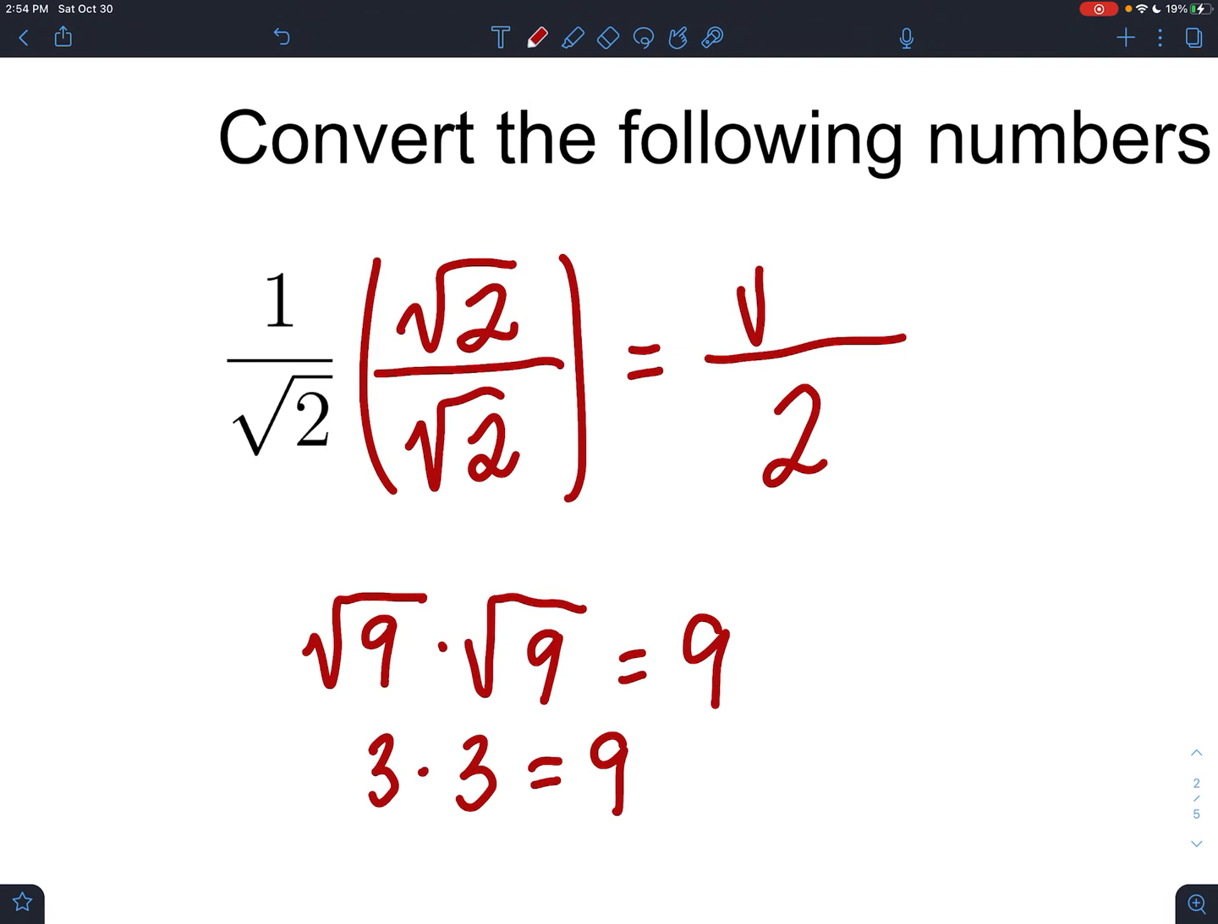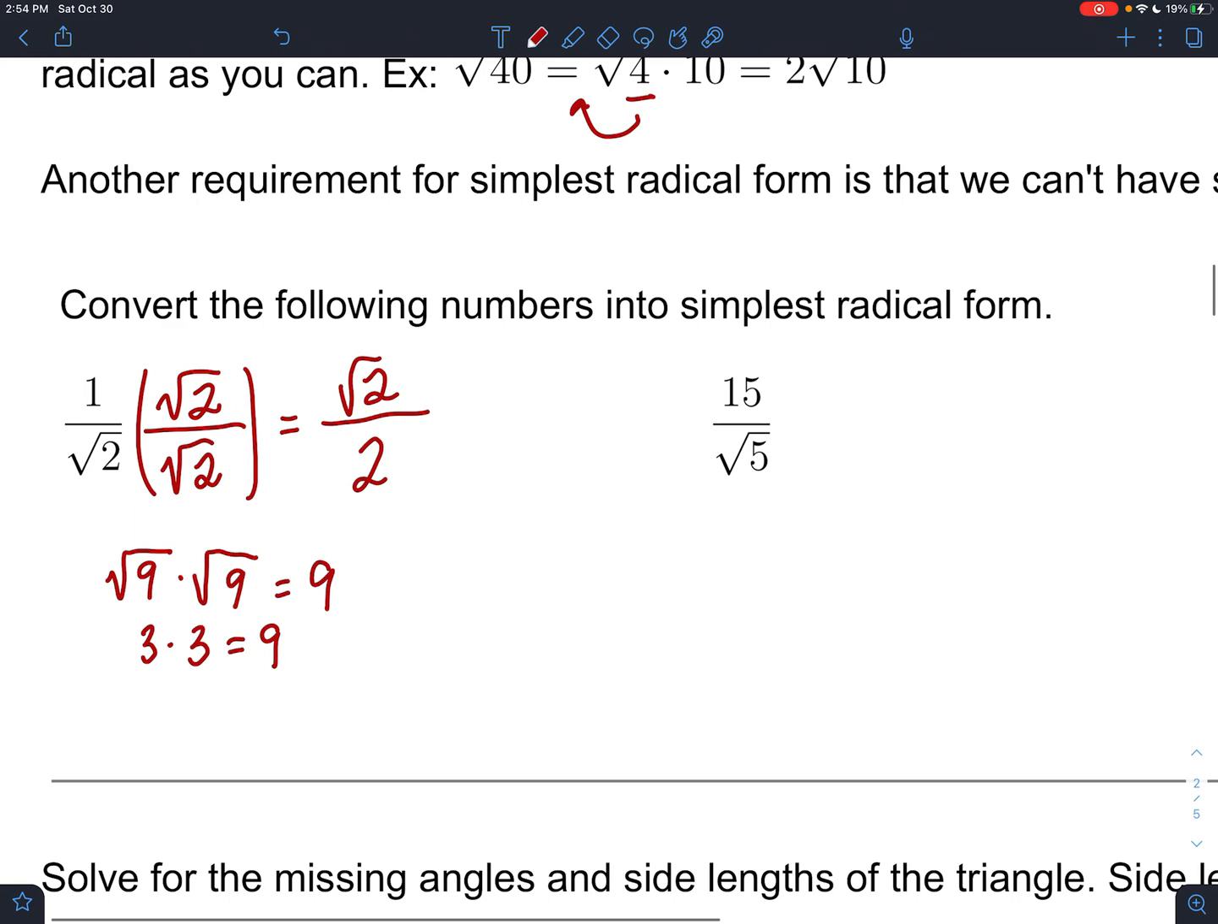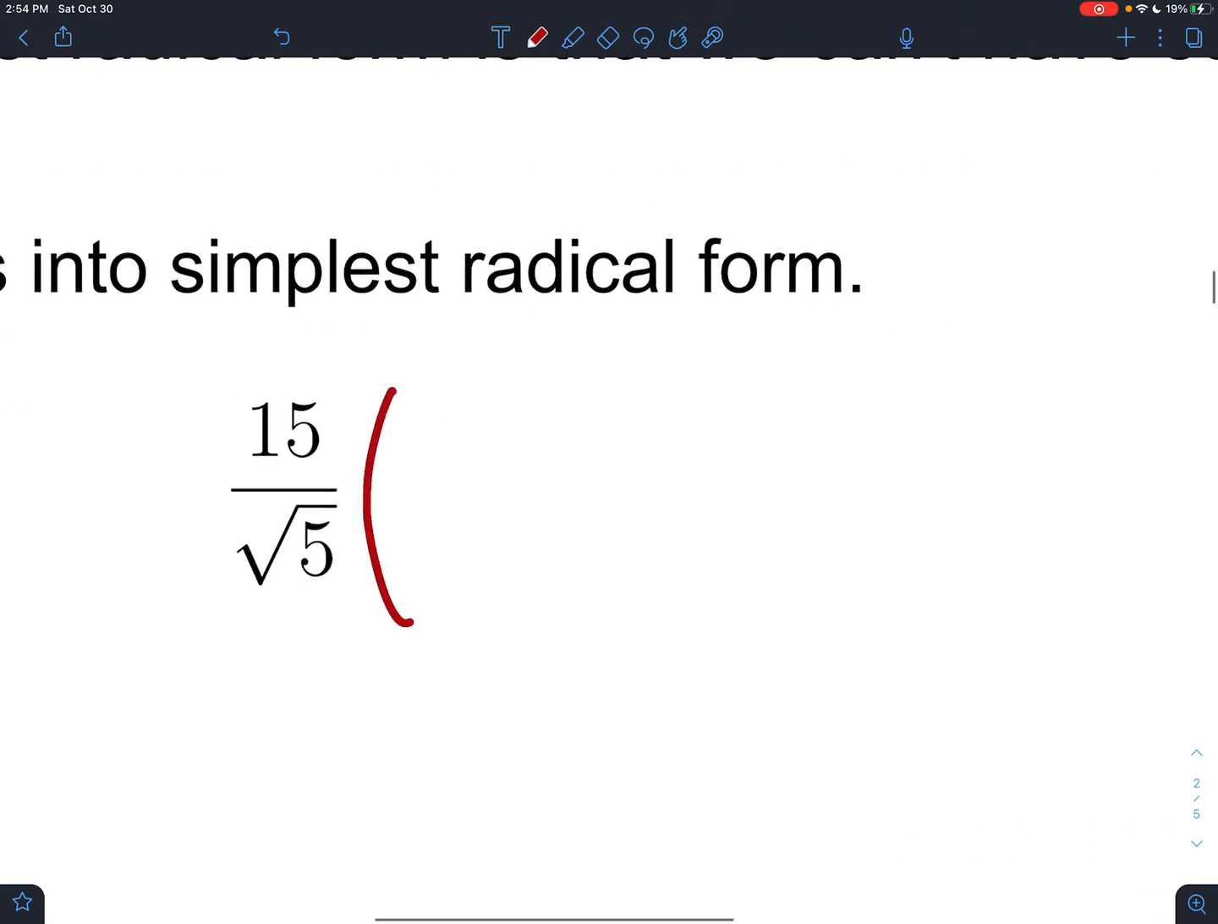And multiplying across the top, we get this. So this makes a lot more sense, right? Dividing by a whole number. So we prefer that, and that's an extra requirement that we have. So this one too, we'll do that same strategy.